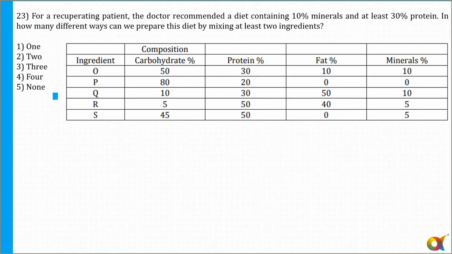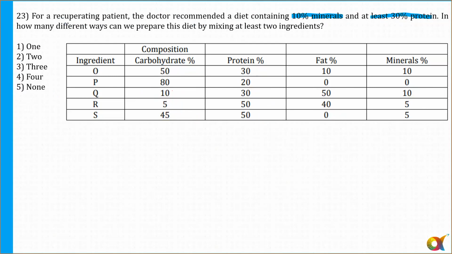23. Now, for a recuperating patient, the doctor recommended a diet containing 10% minerals. So I need exactly 10% minerals and a minimum of 30% protein. In how many different ways can we prepare this by mixing at least 2 ingredients? Minerals, I need exactly 10%.